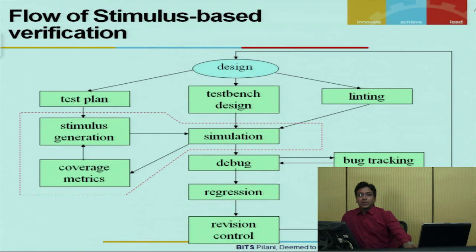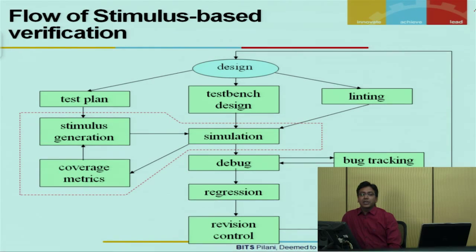This is the flow of a typical simulation based verification. Once the design is ready, the first thing that we do is to create a test plan. That is, we write out all the test cases that we want to feed to the design. We create the stimulus using that test plan, and in parallel we also create a coverage matrix.